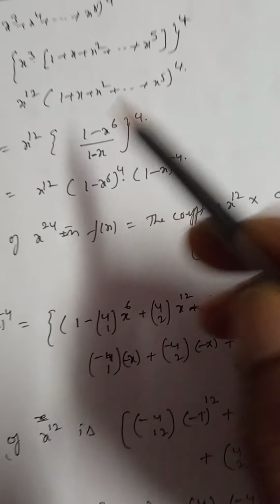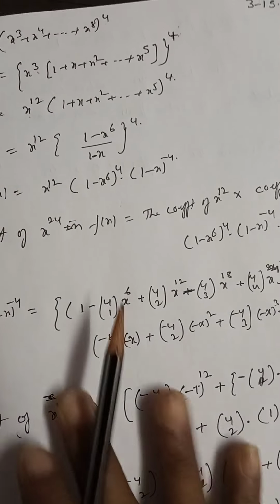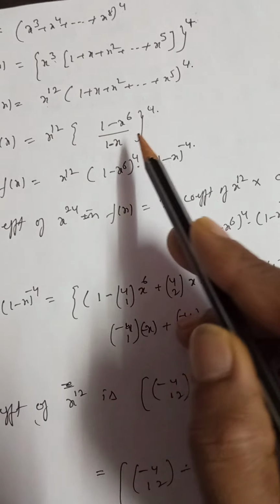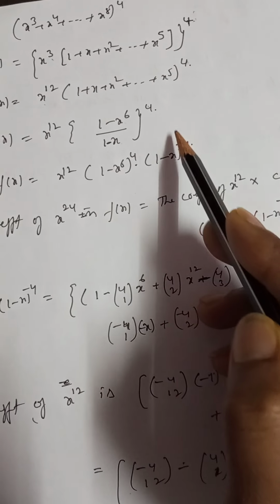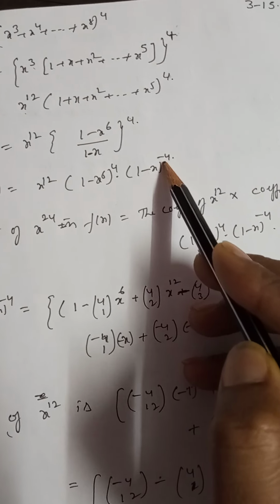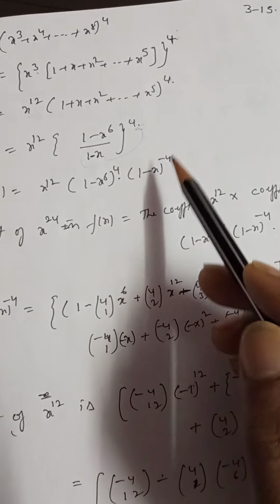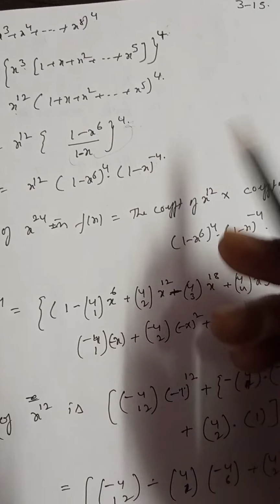Whole power 4 is there. Now whole power 4 as it is. f(x) is equal to x^12 into (1 minus x^6) whole to the power of 4 into (1 minus x) whole to the power of minus 4. Minus 4 means this denominator term we are transporting into the numerator. That's why we are getting the negative sign.